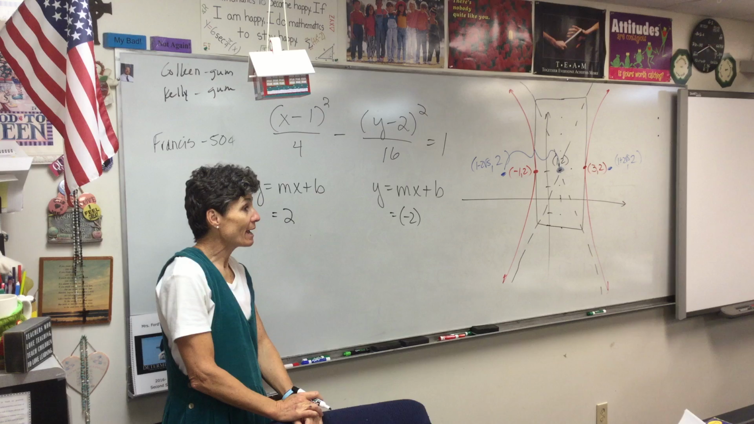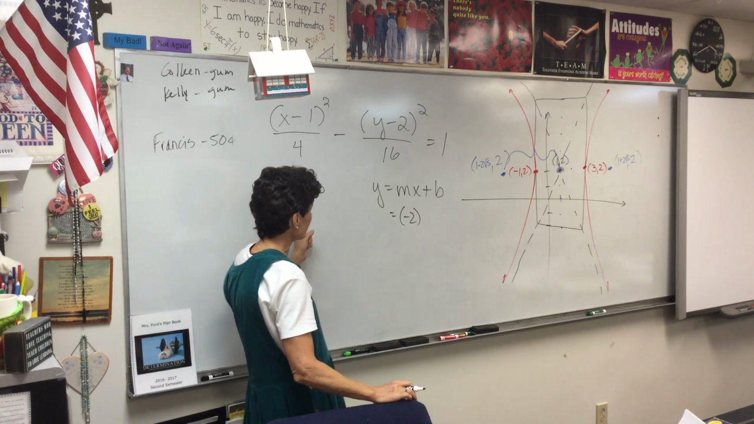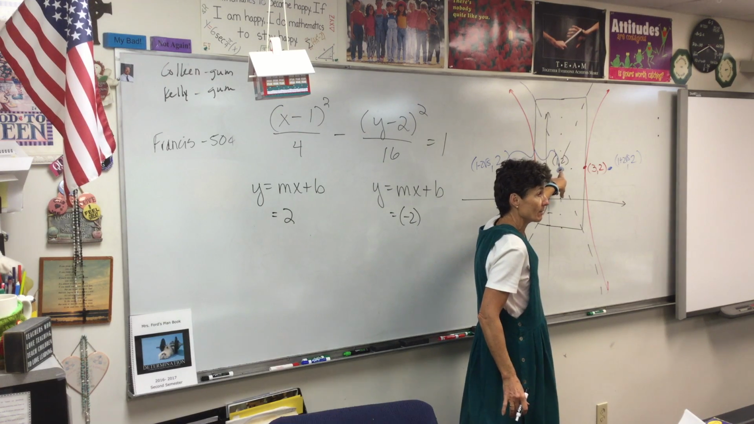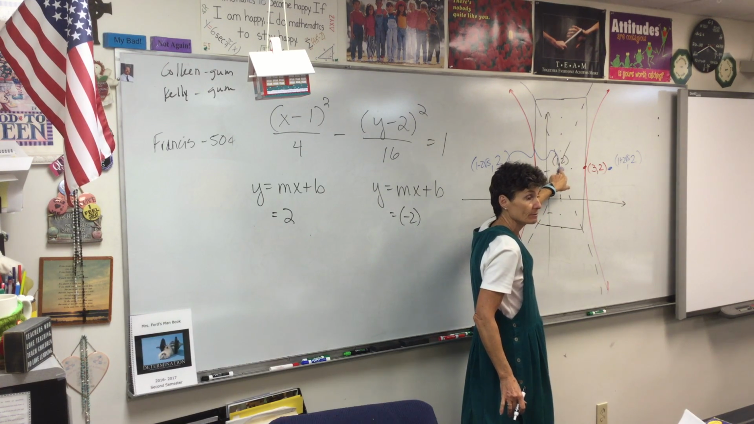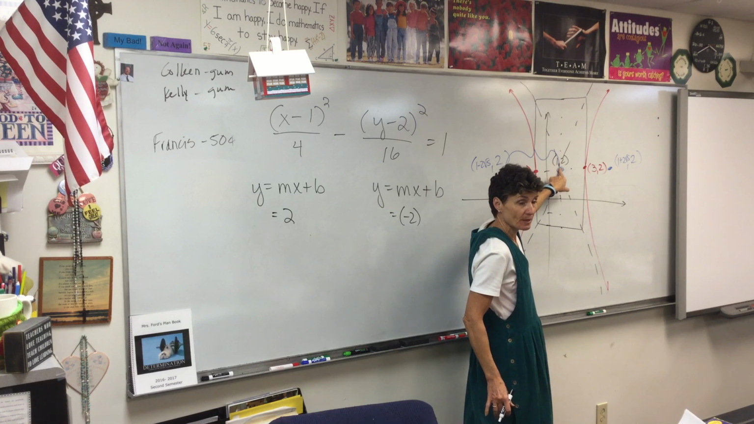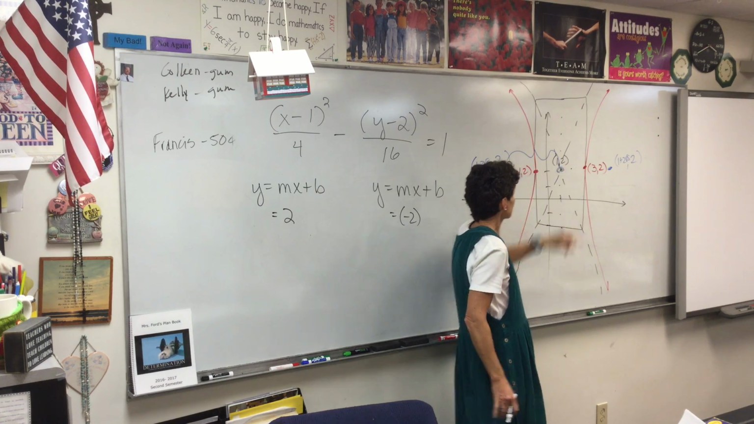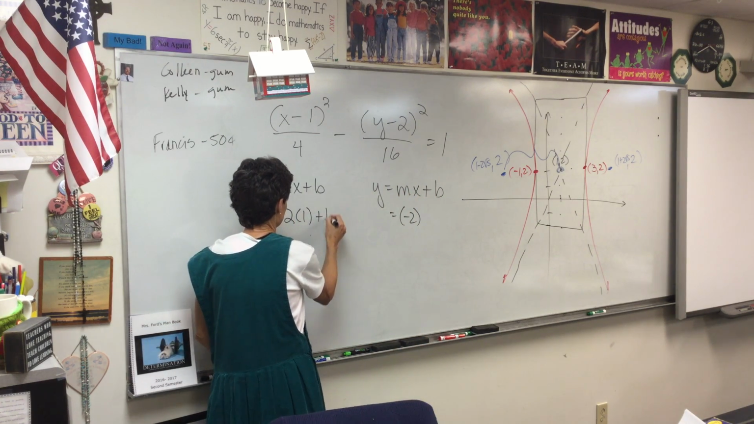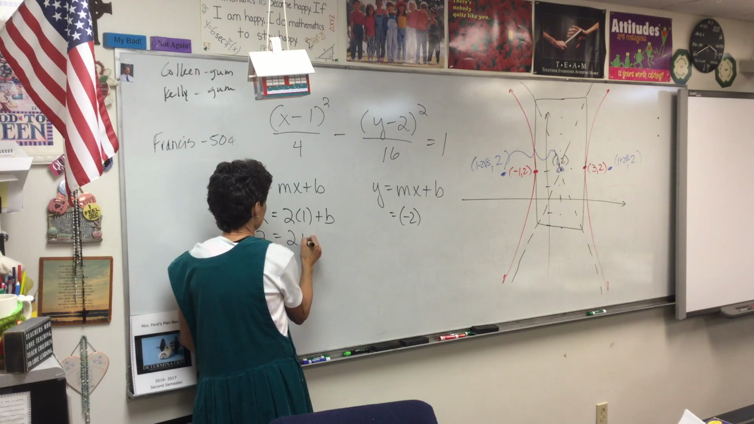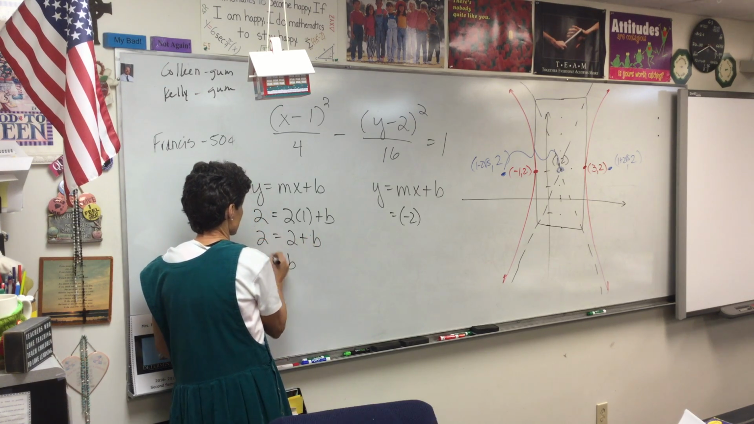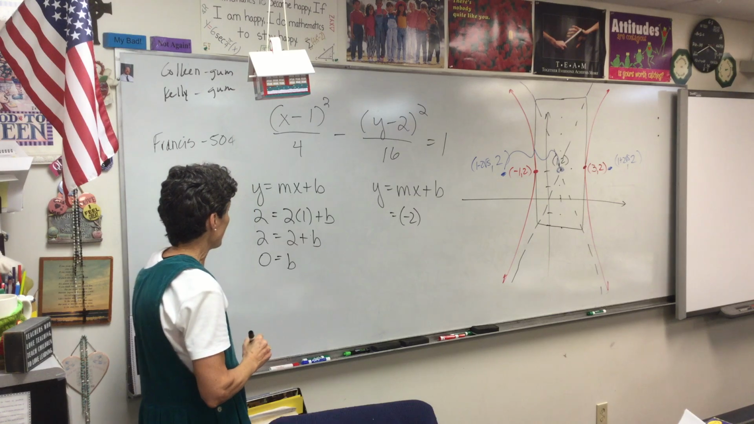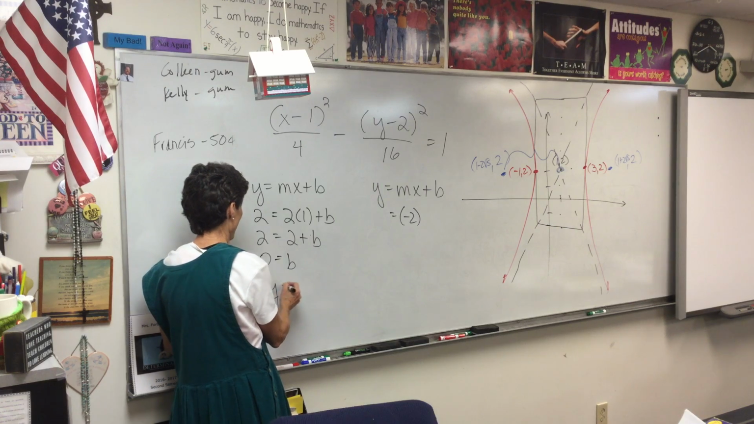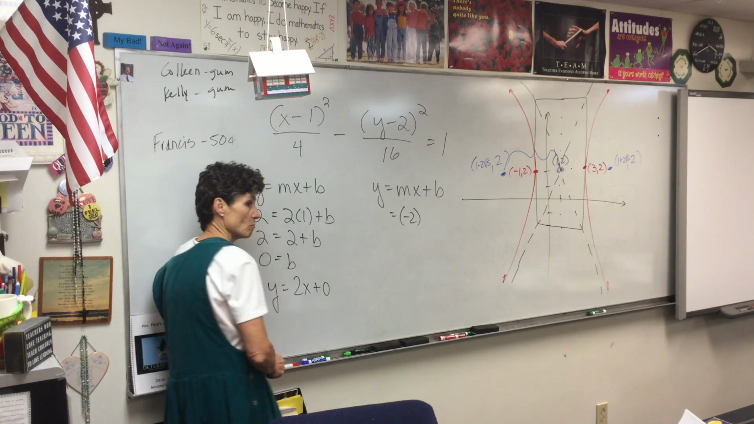All right, now I need a y and an x, because I got to plug in a y and an x. Where am I going to get that? I'm going to get that right here. Always use the center. Everything starts at the center. So I'm going to put in 2 and 1. Make sure you're putting in 1 for x and 2 for y. Now I got b as 0, so the equation of this line is y equals 2x plus 0.